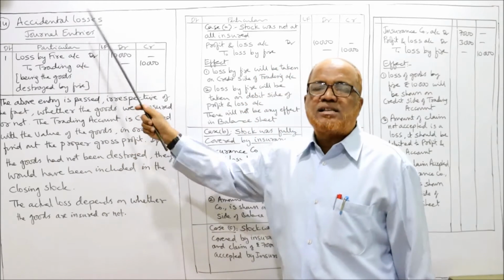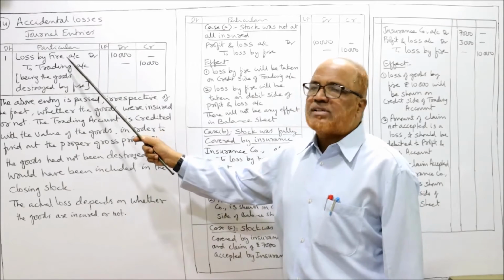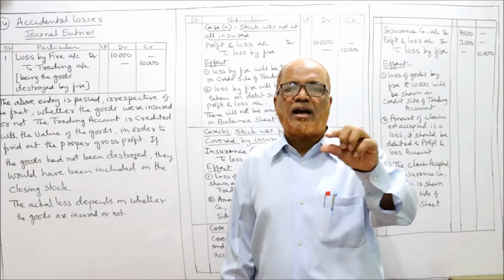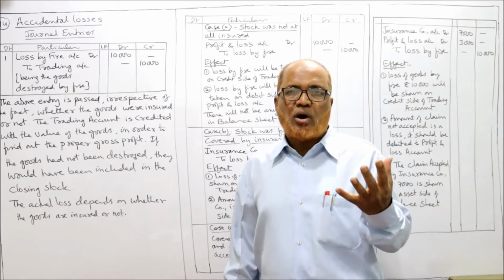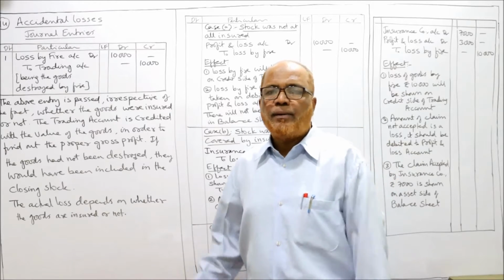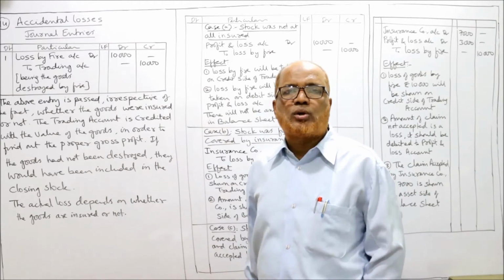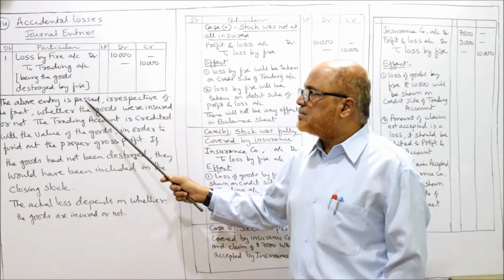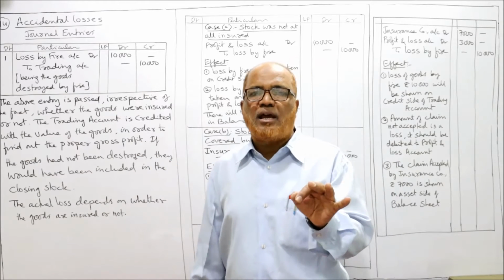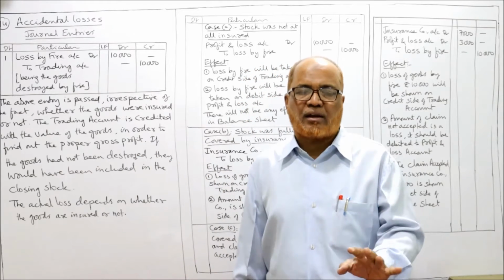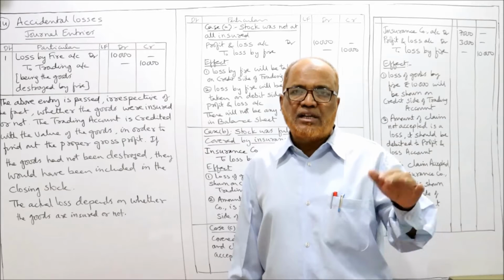Now, journal entries. Accidental loss. This loss by fire is called an accidental loss. In this accidental loss, the first entry will be loss by fire account debit to trading account. Remember this entry. Whenever there is an accidental loss of stock, entry will be loss by fire account debit to trading account. So on the trading account credit side, we should take loss by fire. The above entry is passed irrespective of whether the goods were insured or not. This will be a compulsory first entry when the goods are destroyed by fire. We'll see afterwards whether it is insured or not.